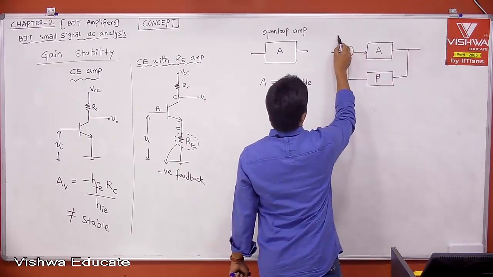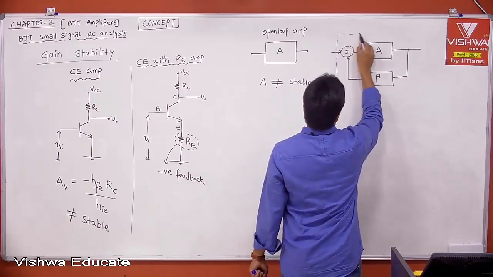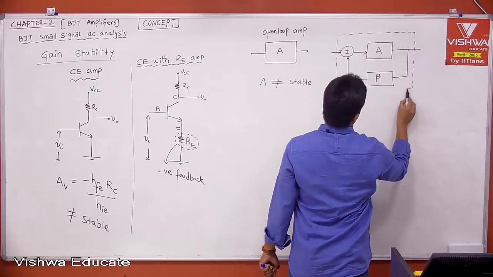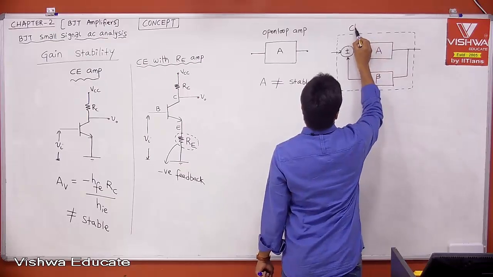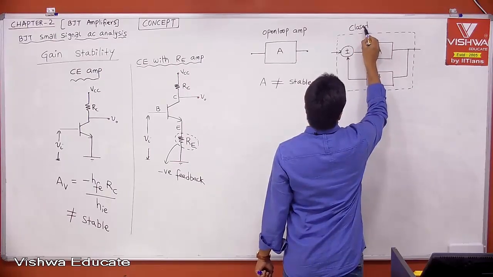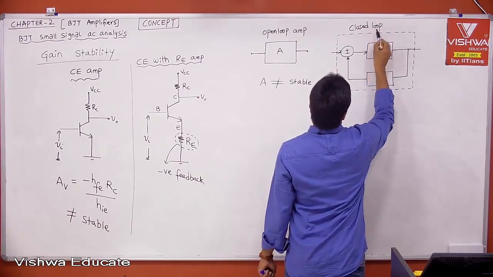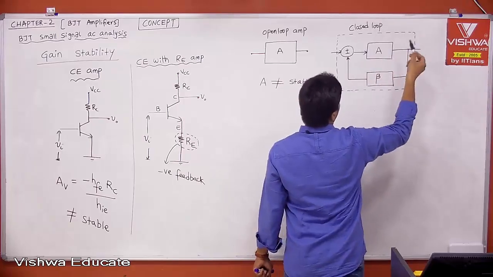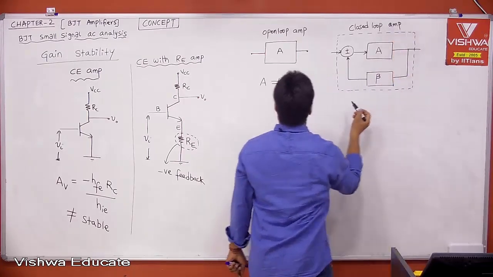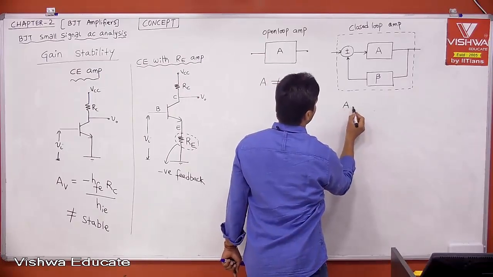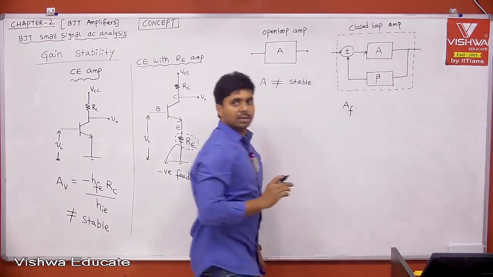Then if you say this is what is, now I can say this is nothing but your system with feedback. When I say this is the system with feedback, this is your closed loop amplifier. This is closed loop. I'm giving the connections like a voltage amplifier. Okay, this is your closed loop amplifier. Then tell me what is closed loop gain. Let me call closed loop gain as AF.